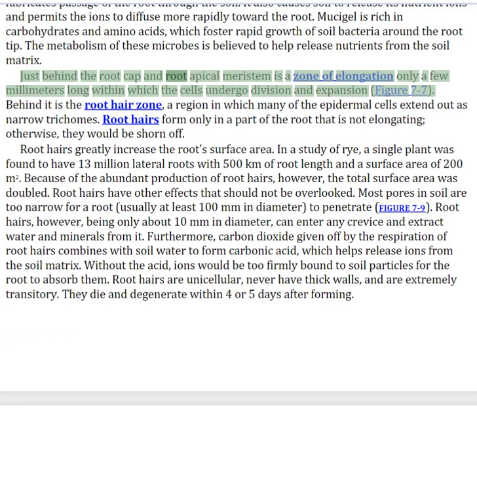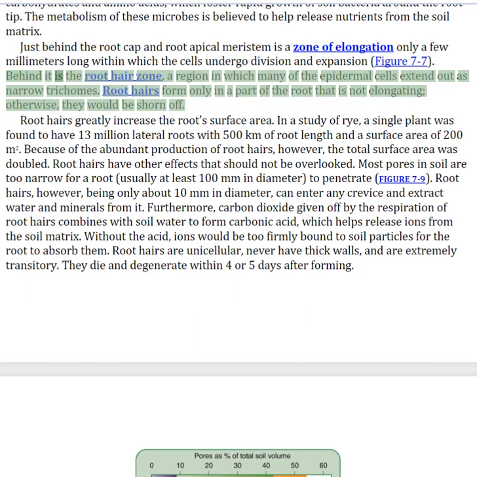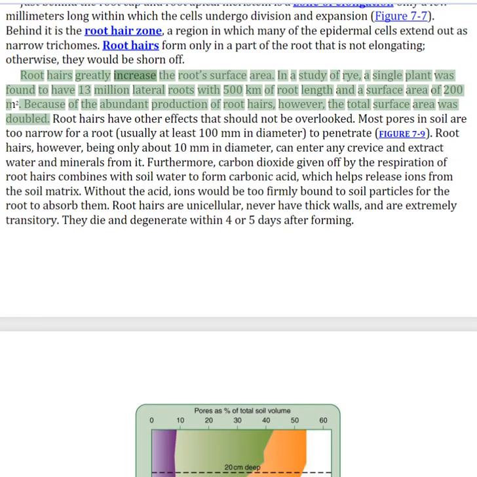Just behind the root cap and root apical meristem is a zone of elongation only a few millimeters long within which the cells undergo division and expansion. Behind it is the root hair zone, a region in which many of the epidermal cells extend out as narrow trichomes. Root hairs form only in a part of the root that is not elongating, otherwise, they would be shorn off. Root hairs greatly increase the root's surface area. In a study of rye, a single plant was found to have 13 million lateral roots with 500 kilometers of root length and a surface area of 200 m². Because of the abundant production of root hairs, however, the total surface area was doubled.